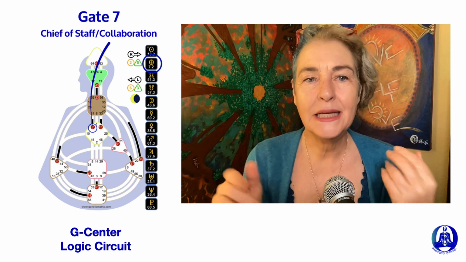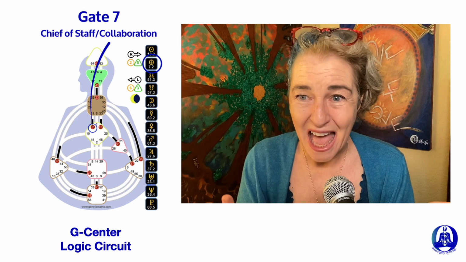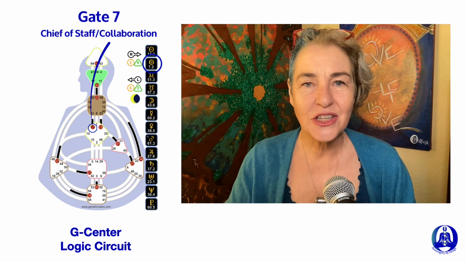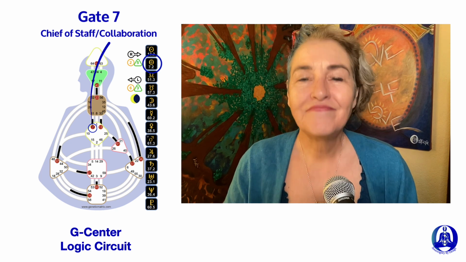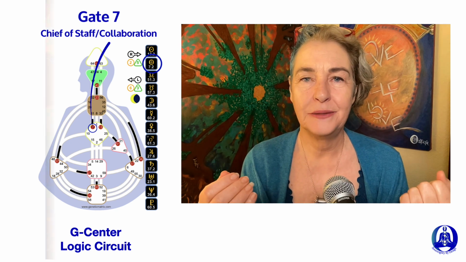So the 7 is known as like the chief of staff. That was the way I first learned it in traditional human design, or collaboration in quantum human design. And I love it being called collaboration because it's all about how are we evolving leadership. Its mate is the 31, which is known as the leader or democracy. And so this is the leadership of the collective circuitry that's being expressed here through what in traditional human design is known as the channel of the alpha.